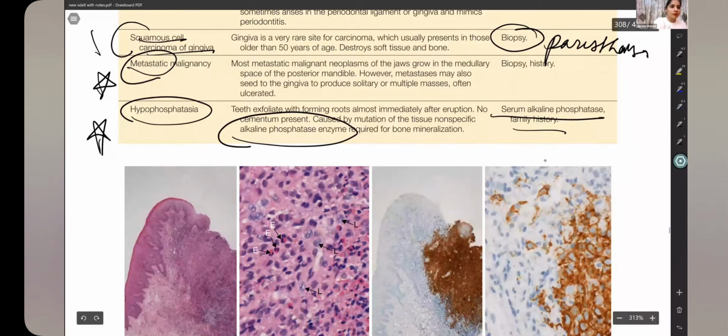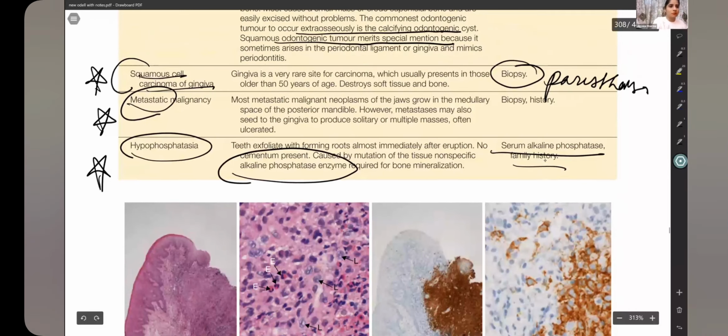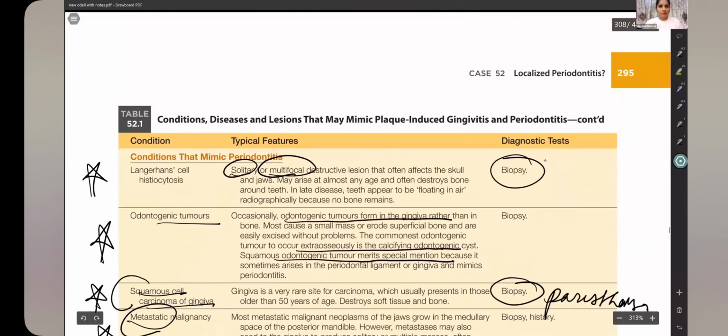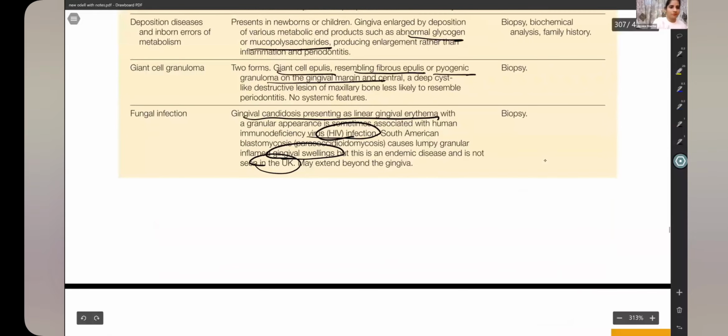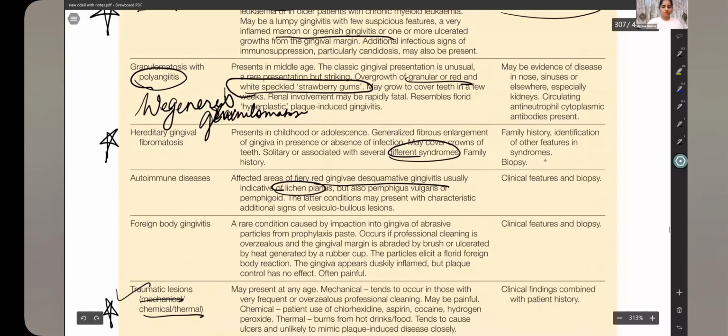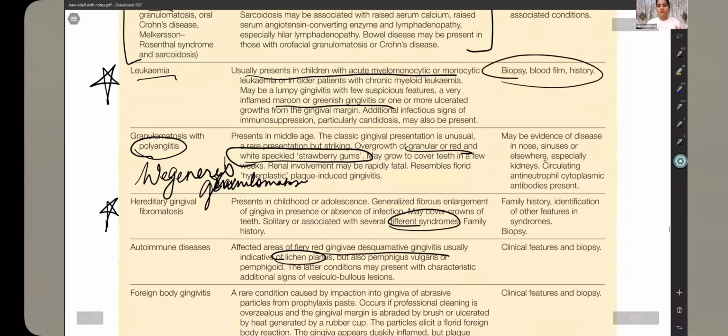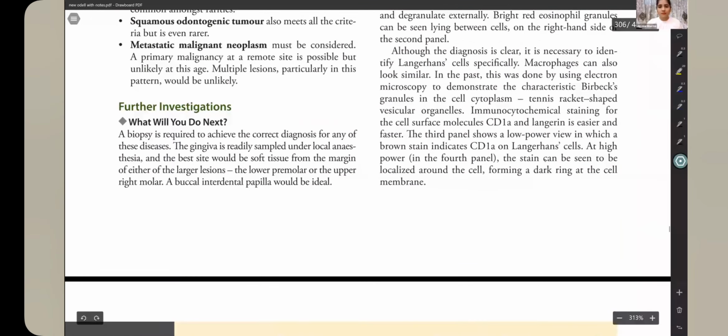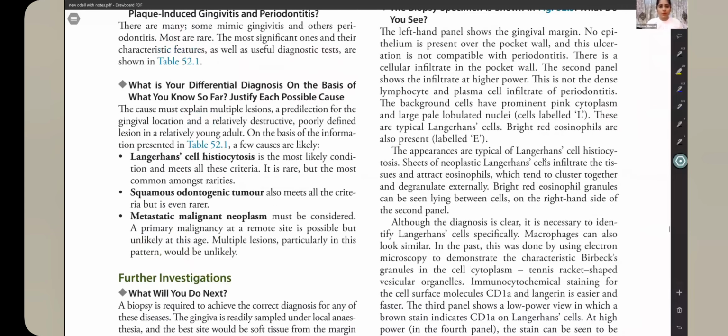So from the exam point of view, I'm putting stars ahead of the lesions that are really important, and you can revise those. In this case, Langerhans is the etiology. And from the top, I've already marked the one which was most important. So these are the possible differential conditions which are systemic diseases or conditions which do not originate as periodontitis but can mimic it.